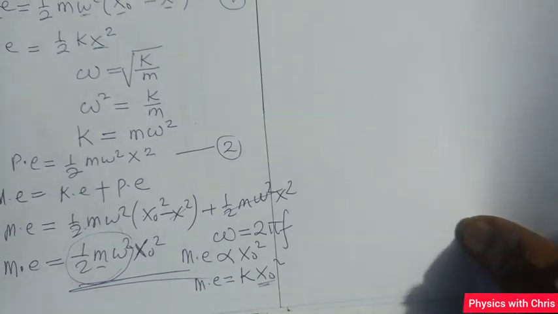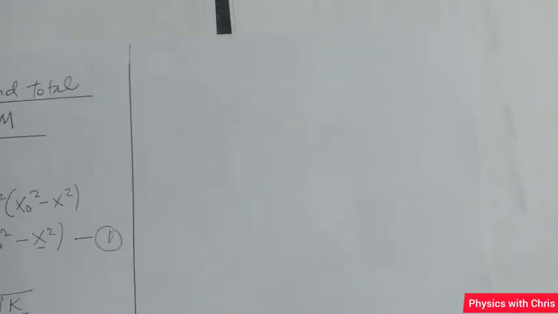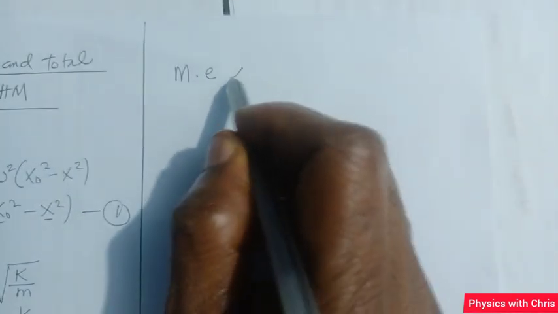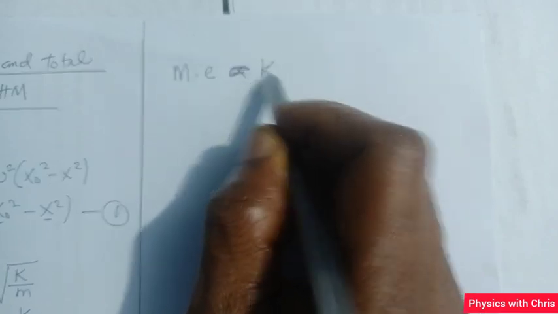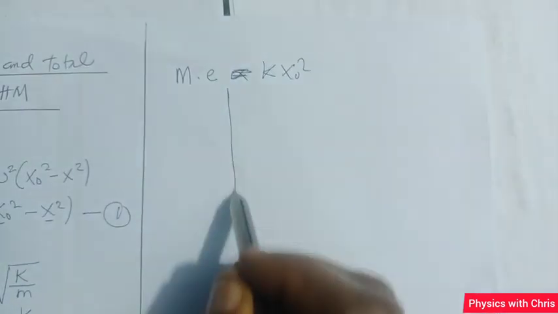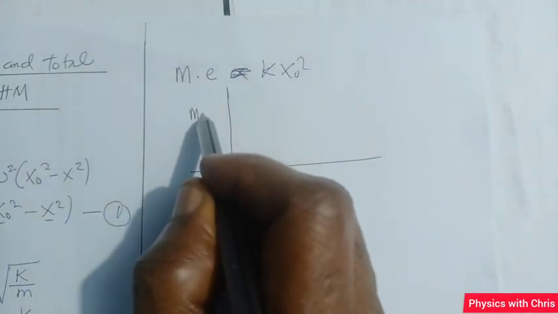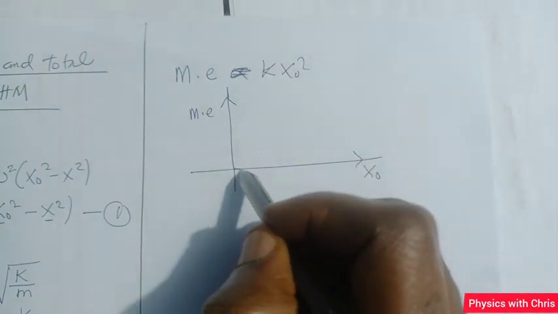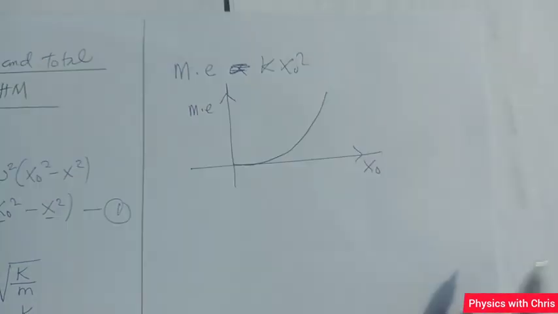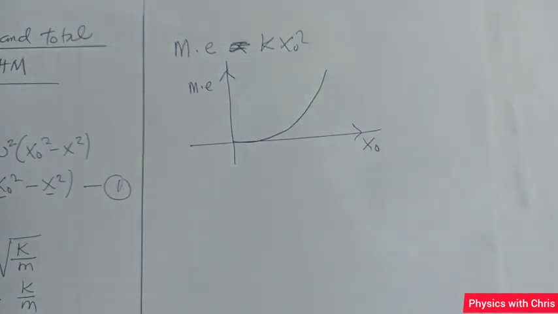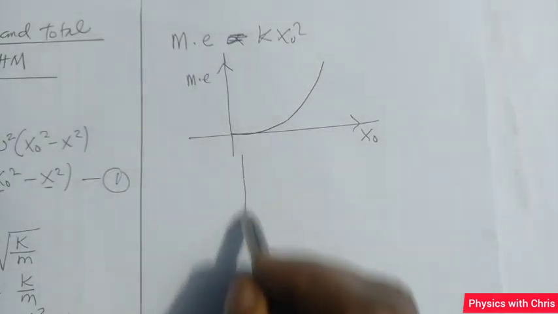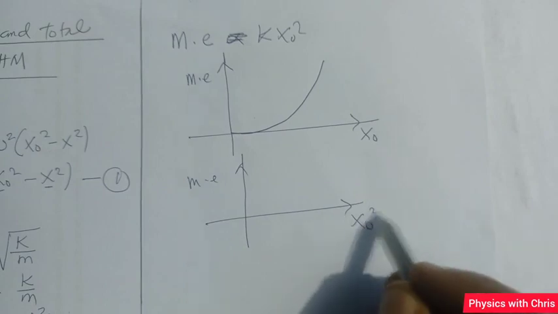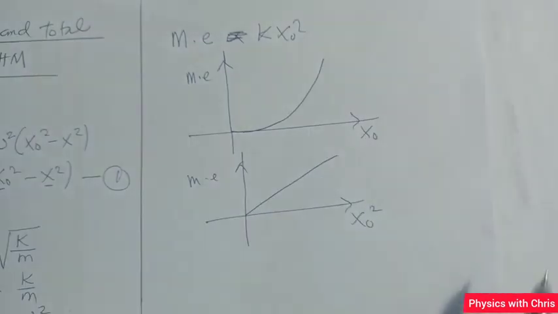So if I want to draw a graph quickly of how these two parameters vary, the total energy is equal to k times x naught squared. A graph of the mechanical energy, which is the total energy, against the amplitude will give you a non-linear curve, a parabola, which shows that the variation is non-linear. And if I plot a graph of total energy ME against the square of the amplitude, it gives me a straight line graph that starts from the origin.